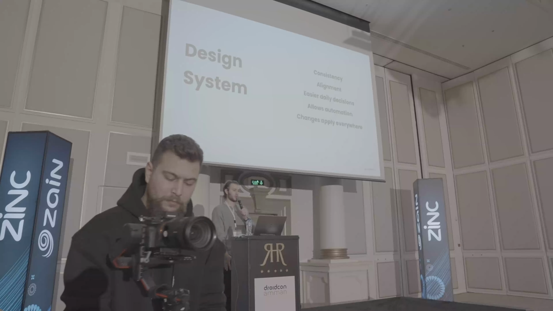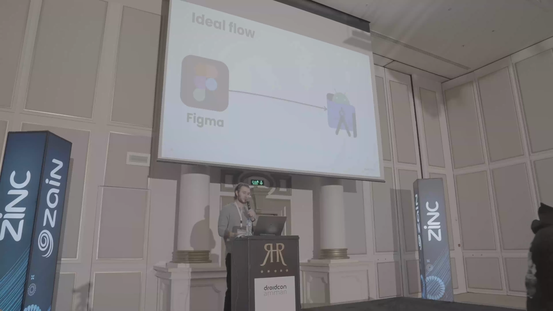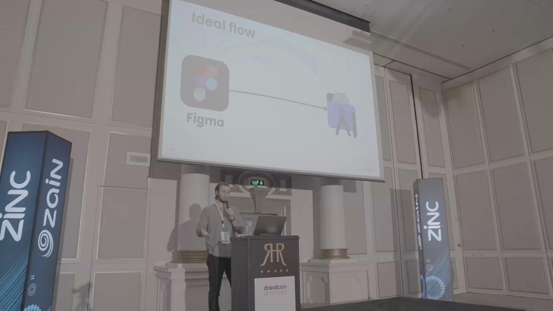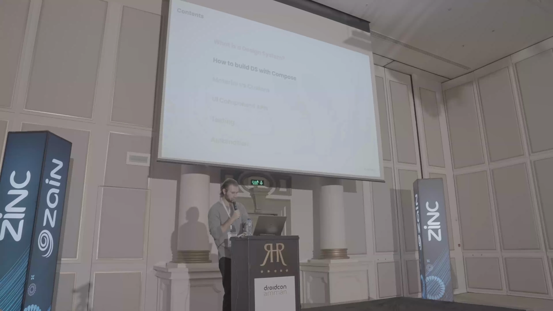So while developing a UI system for design, the ideal flow for the UI modifications would be like this. A designer updates some property in Figma, presses one button, and then those properties are automatically applied to all the platforms without any need for Android developers or manual work. And this would be our ideal flow. This is what we want to achieve in the end. And now let's see how we can implement it with Jetpack Compose.